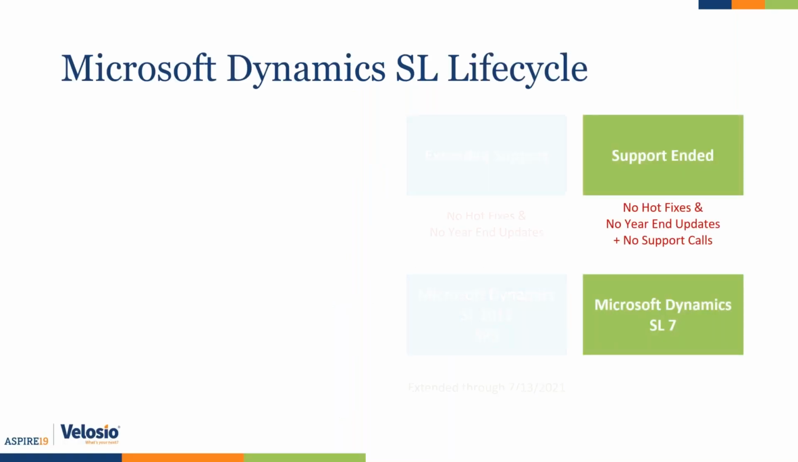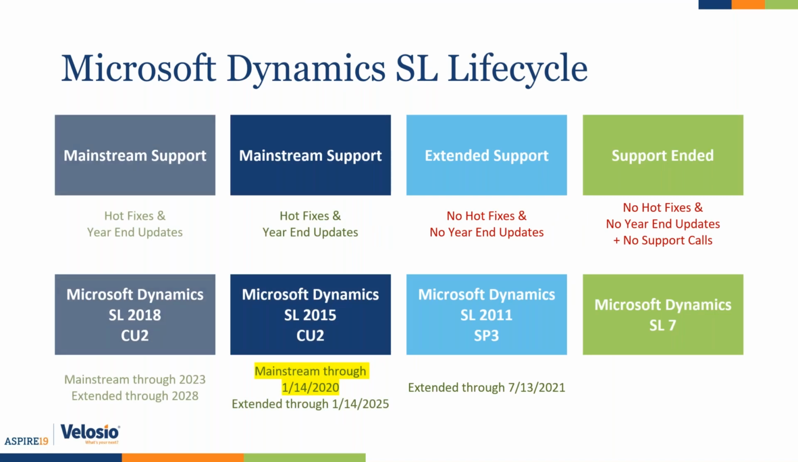All right, so where are we? What does lifecycle mean? Well, today the idea of lifecycle means that an SL product or any other Dynamics product generally has 5 years of mainstream support and 5 years of extended support. So what does that mean? Well, for example, if you're on SL 2018, or soon to be SL 2018 CU3, you have mainstream support for that version of SL through 2023. So we've got a good amount of time right now to be on that. And then you get extended support through 2028.